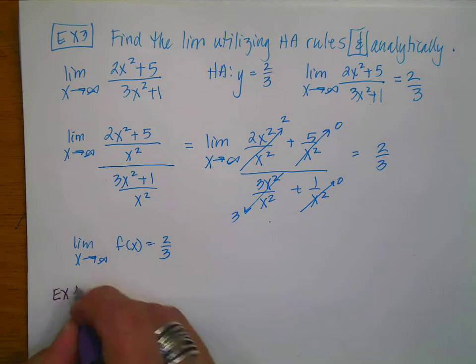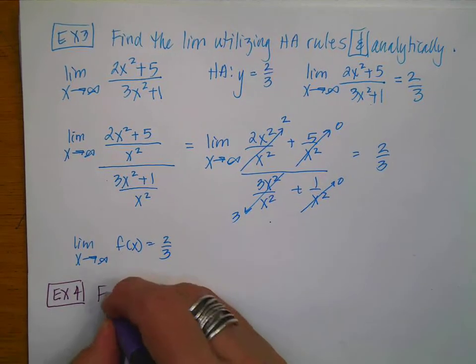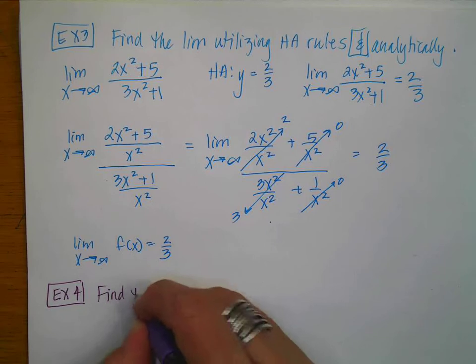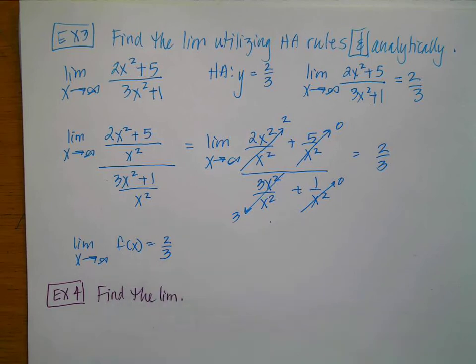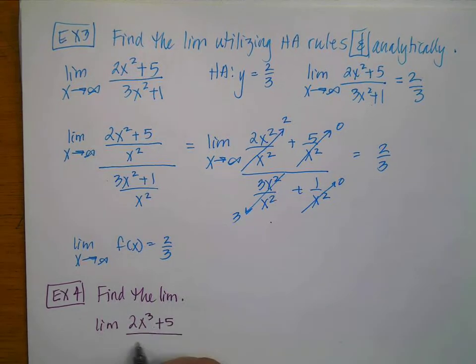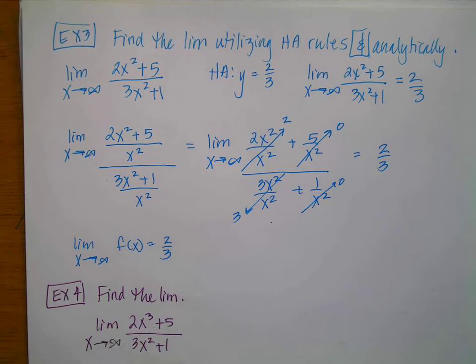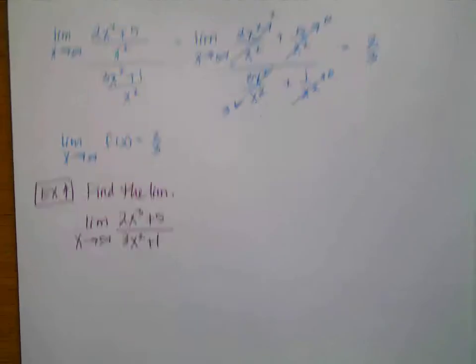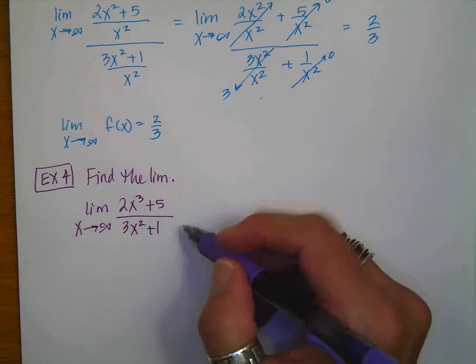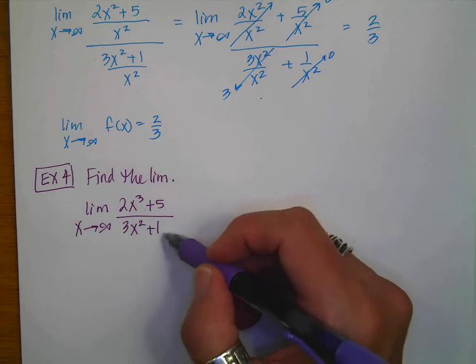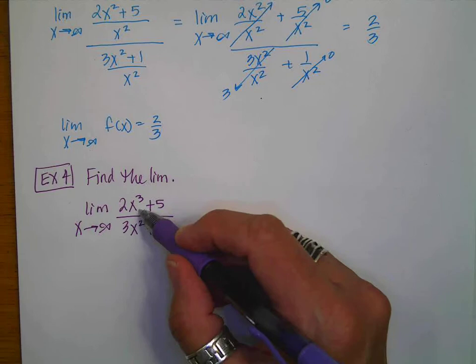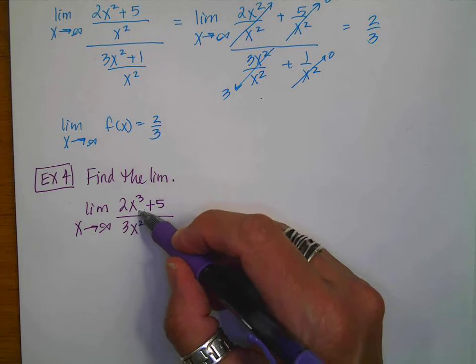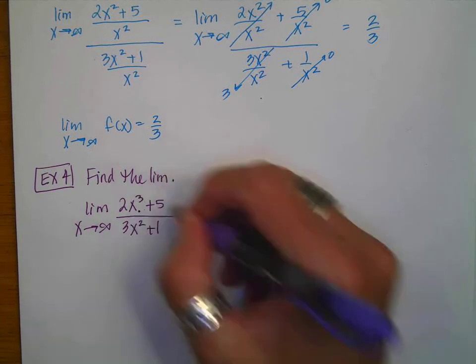Okay, so example number 4 is going to say find the limit. I'm not going to tell you how, and I'm going to have the limit of (2x cubed plus 5) over (3x squared plus 1) as x approaches infinity. Since it wasn't said that I have to do it analytically, I'm going to do this one using my asymptotes. Notice that the degree is higher in the numerator.